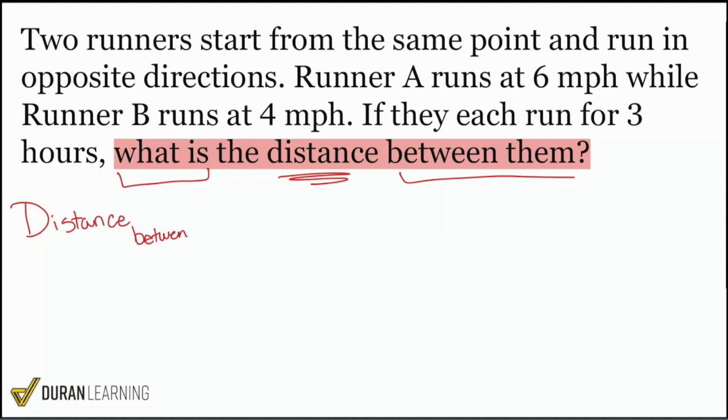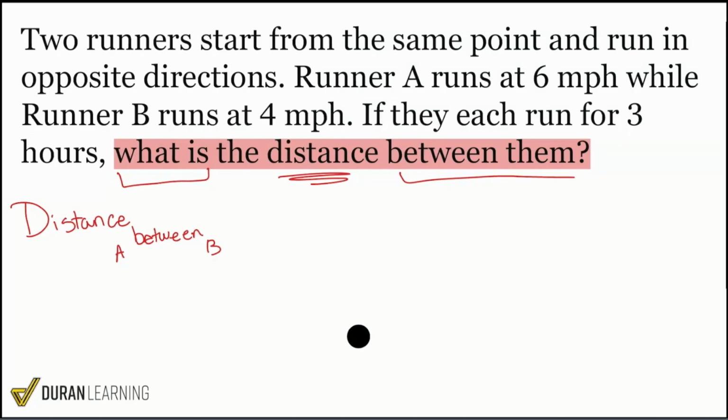Okay. And I'll just say the distance between these two cars, or these two runners, between A and B. That's all I'm looking for. The distance between A and B. So everybody, let's look here. It says that we have two runners and they start from the same point and run in opposite directions. Okay, so here's what I'm going to do. When in doubt, I'm going to draw it out. So let's go ahead and draw a little circle here. And let's say that both of our runners start from that spot.